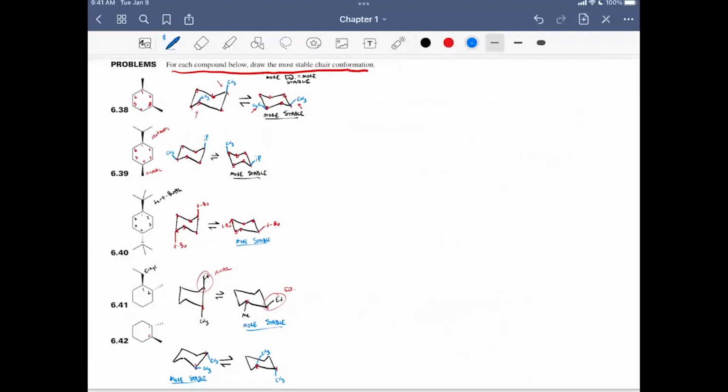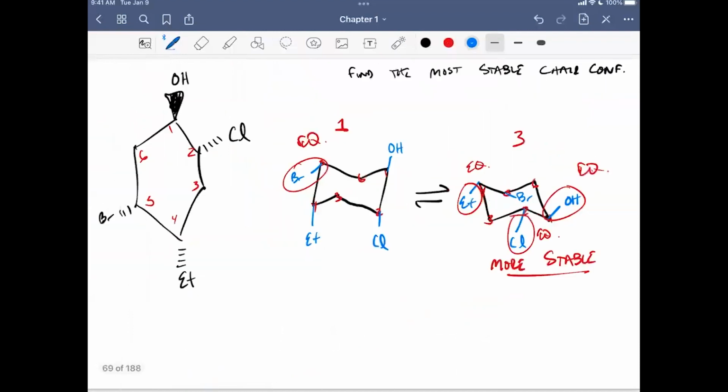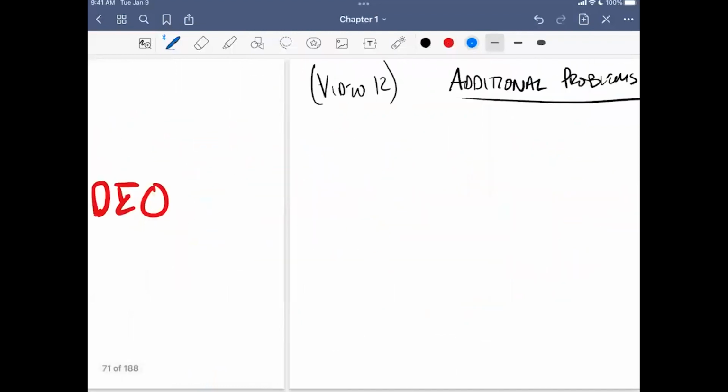And that is about it for chair conformations. Obviously, you're going to have chairs, which I told you about in my previous video, that have a bunch of substituents on there, and you have to really choose which one is going to have more equatorial positions, or a stronger equatorial substituent. So feel free to watch my previous videos.